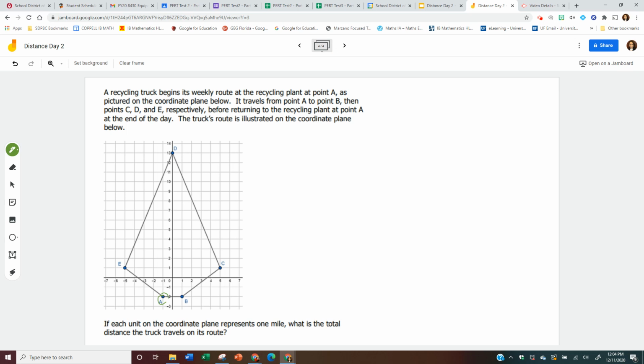It travels from point A to point B, and then to C, to D, to E before returning to point A. So that's the key, before returning. So what I have seen it do, it goes all the way around. That's what I'm noticing, is that this truck goes all the way around. And then it says each unit represents 1 mile. So this is in miles.